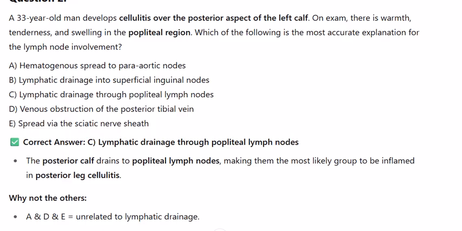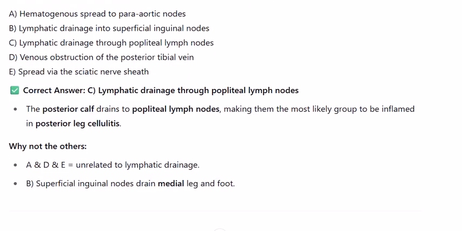The posterior calf drains to popliteal lymph nodes, making them the most likely group to be inflamed in posterior leg cellulitis. Why not the others? A and D and E equals unrelated to lymphatic drainage. B. Superficial inguinal nodes drain medial leg and foot.